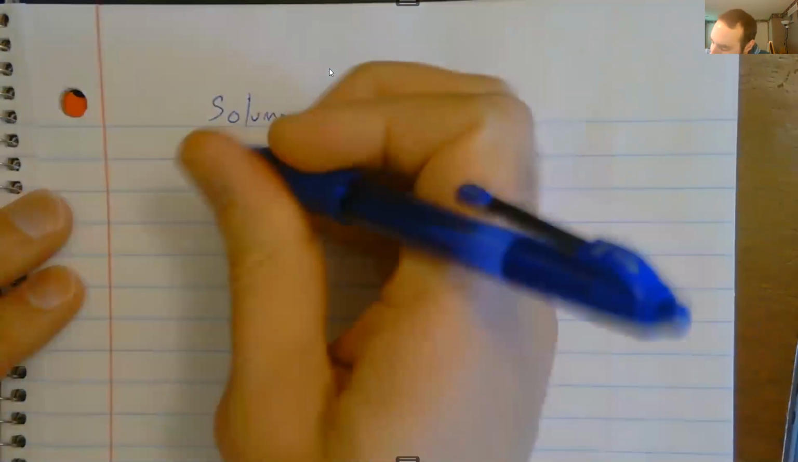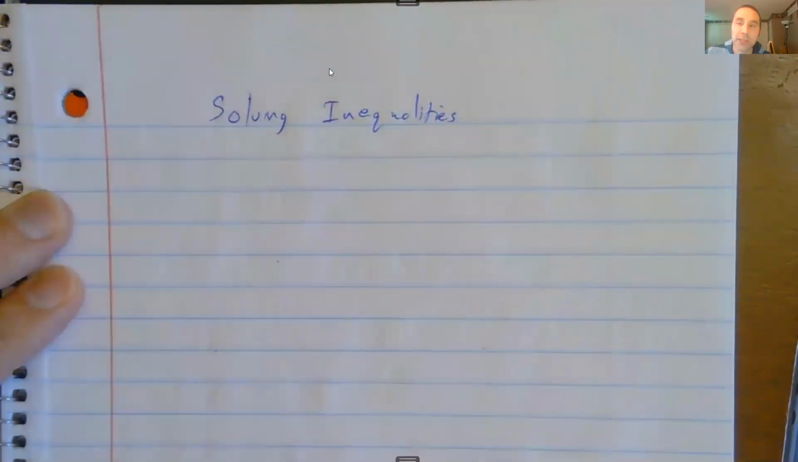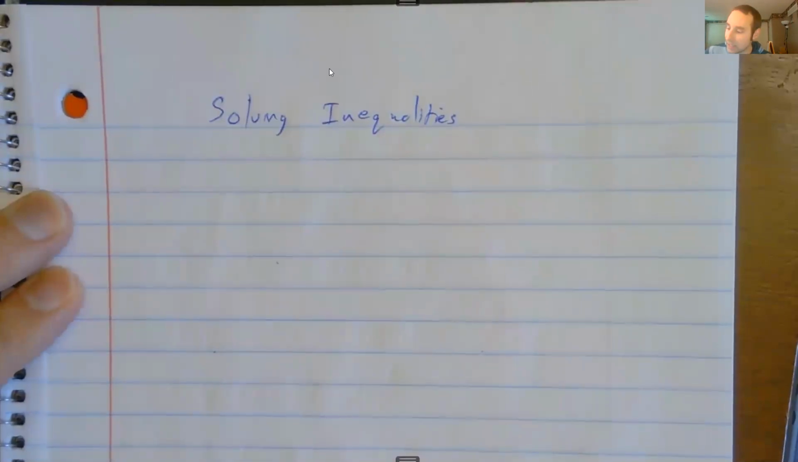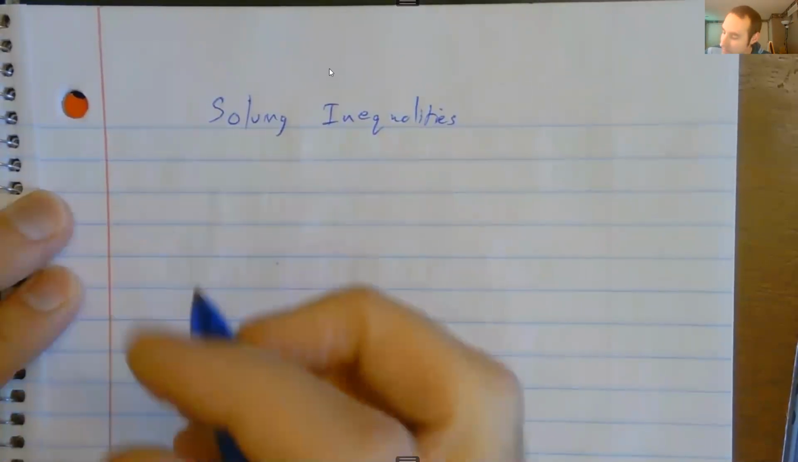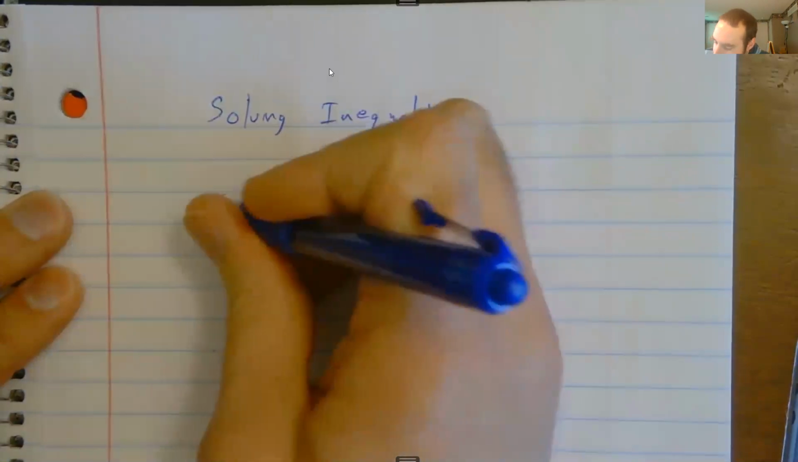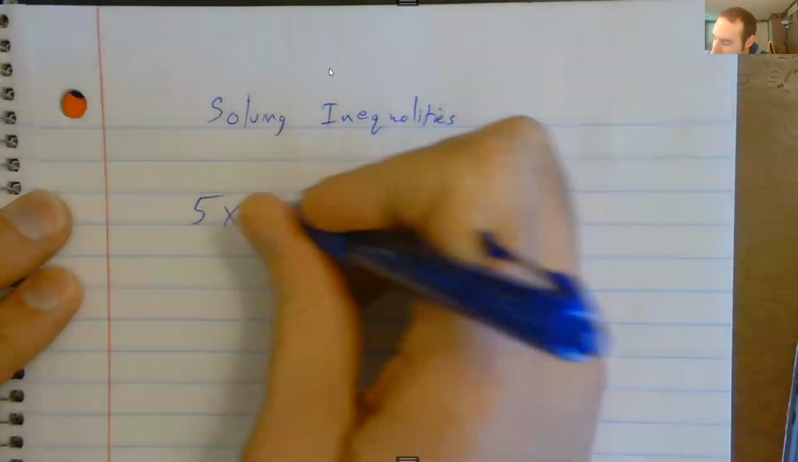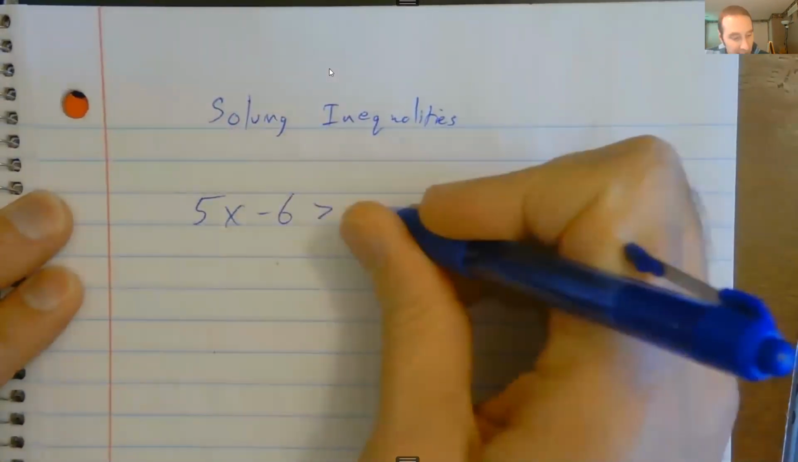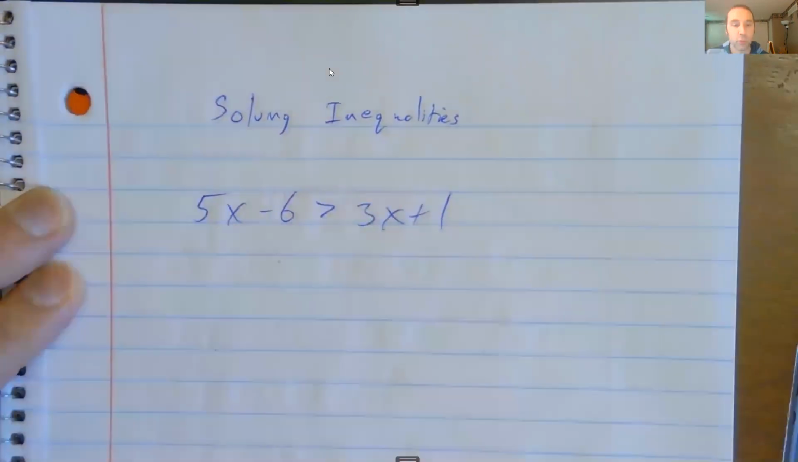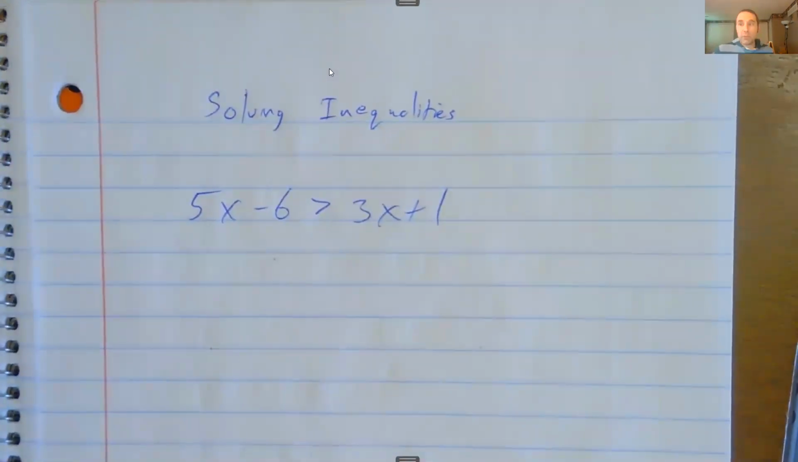Let's start with an inequality that looks like this. Inequalities, you may remember, don't have an equal sign, but they might have a greater than or a less than sign. And so our example right now is going to be 5x minus 6 is greater than 3x plus 1. You may have learned to solve these before in some method, but for us, we want to do things a little bit differently than what you may have seen before. And that is, we're going to actually treat this as if it were an equation.